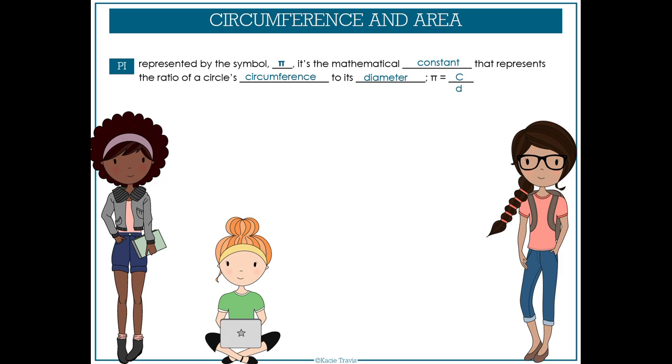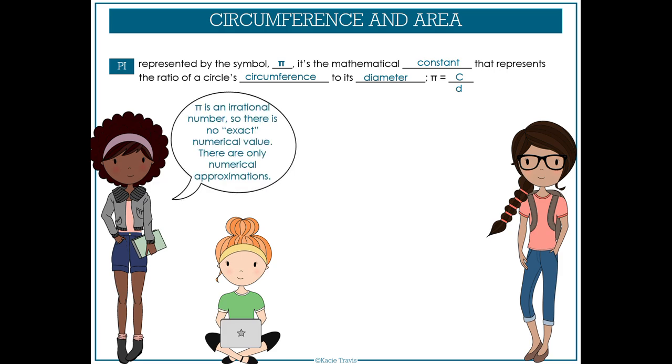So some things to remember about this. This is an irrational number. There's no exact numerical value. There's only a couple of approximations that we will use. Because we're using approximations, that means that we're going to have to round occasionally. So pay attention if you do have to round or if they want you to use this in terms of pi.